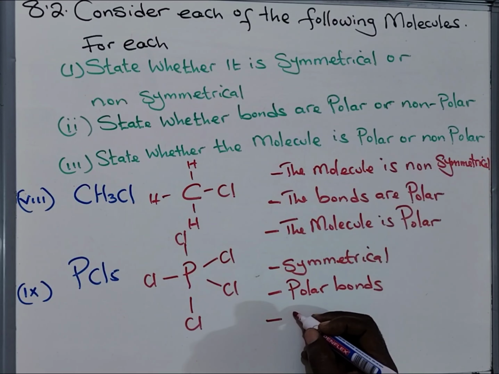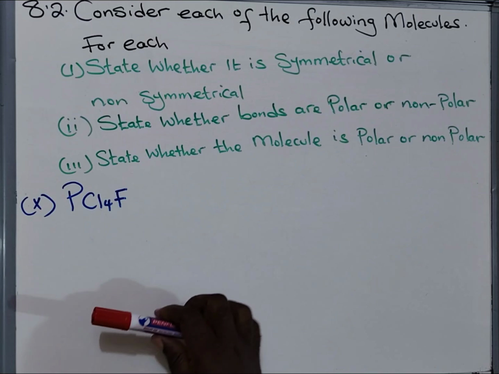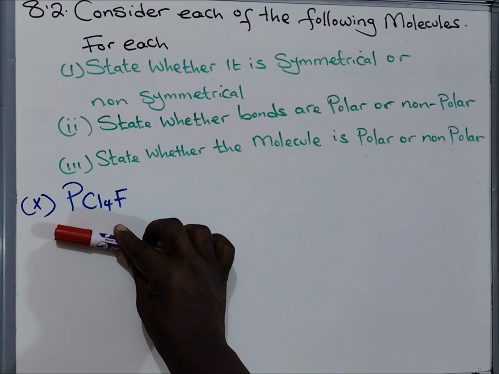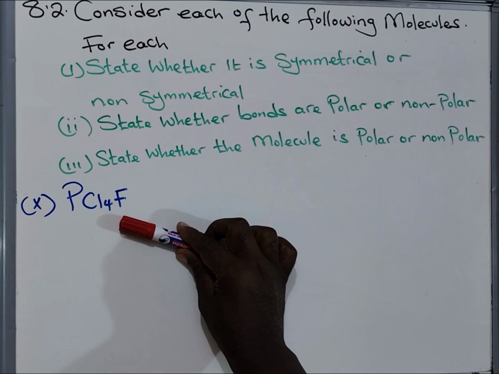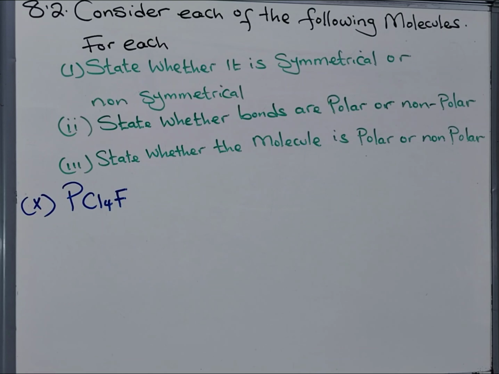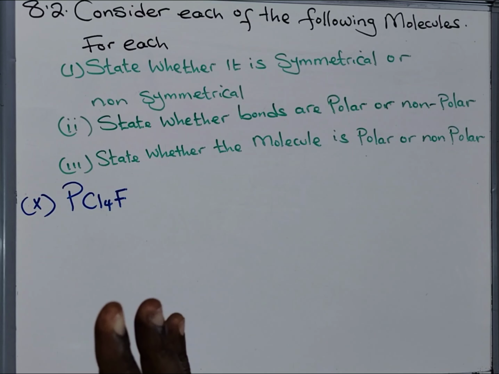Yeah, then we come to this molecule where phosphorus is bonded to 4 chlorine atoms and 1 fluorine atom. Now you need to know that phosphorus belongs to group 5 or group 15. Group 5 has 5 valence electrons. And what do we see here? All the 5 valence electrons are used for bonding.